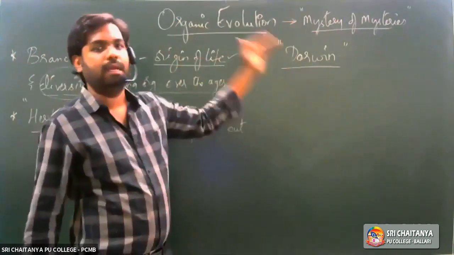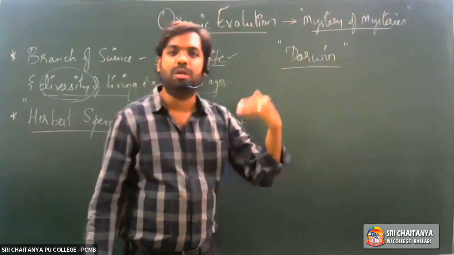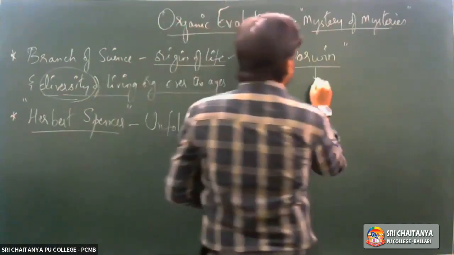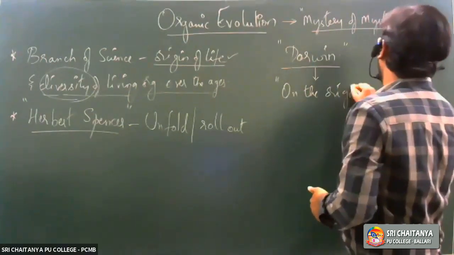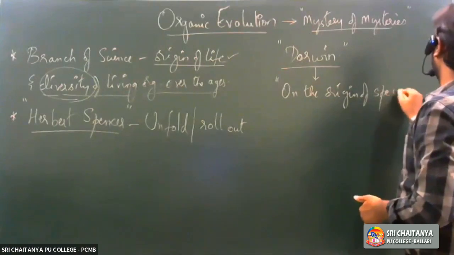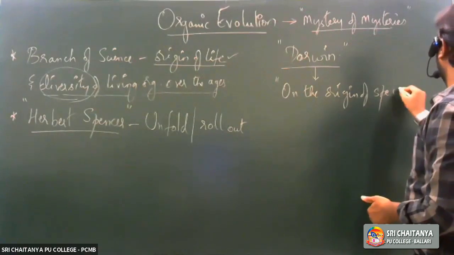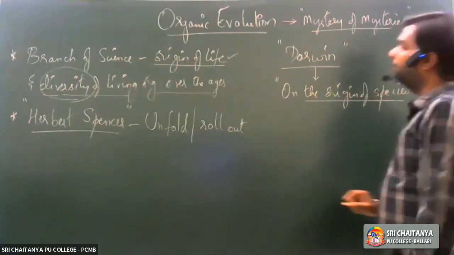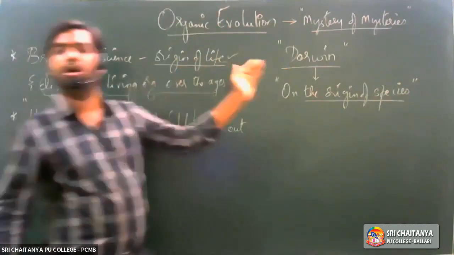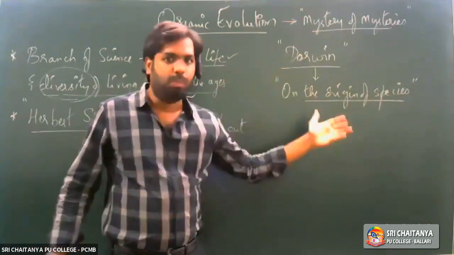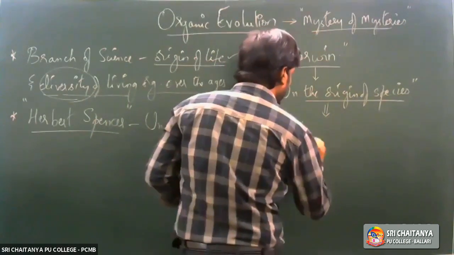Darwin is well known for his evolutionary theories, where he published a historic book by the name On the Origin of Species, spelled S-P-E-C-I-E-S. This was the book published by Darwin with regards to evolution. In this book, he came up with a theory called the theory of natural selection.